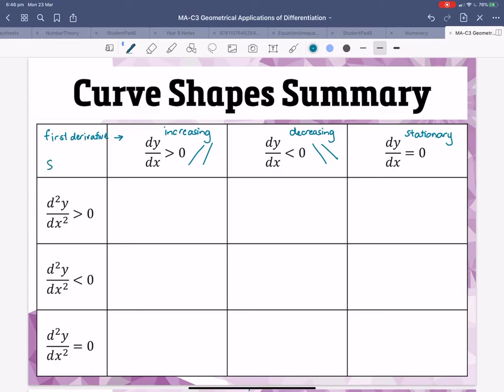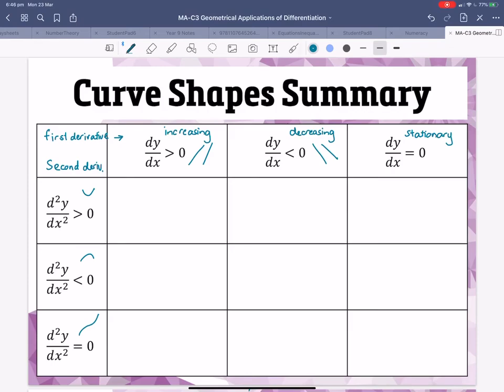We have down the side our second derivative. So if the second derivative is greater than 0, the curve is concave up. If the second derivative is less than 0, the curve is concave down. And if the second derivative is equal to 0, we're dealing with a change in concavity, a point of inflection.